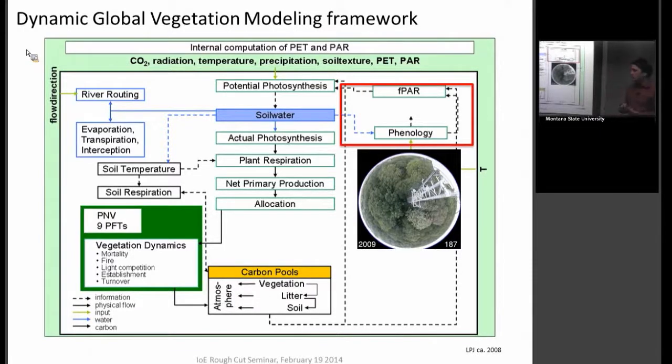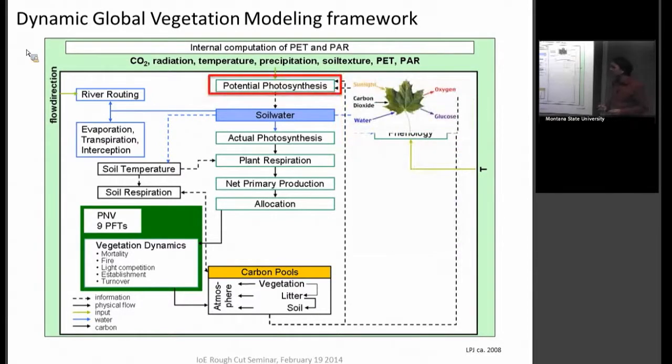And then models calculate photosynthesis. Most of the DGVMs are using a biochemical model designed by Farquhar. This model is semi-mechanistic, and it determines things like maximum carboxylation capacity of the leaf as a function of temperature, radiation, and CO2. And then it calculates the actual photosynthesis from the species max throughout the day.